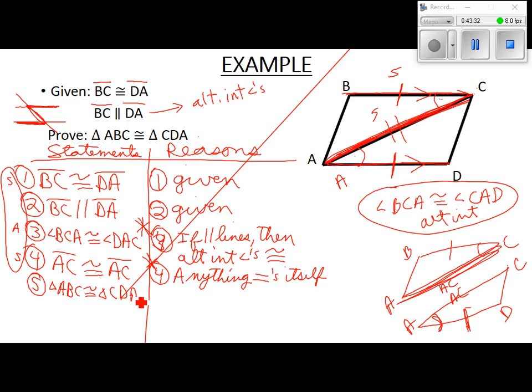Oops. Ignore that stray line going out through there. Now our reason, how did we know that these two triangles were congruent? Side angle side, and that's all you write, SAS. Just write SAS. That's fine.